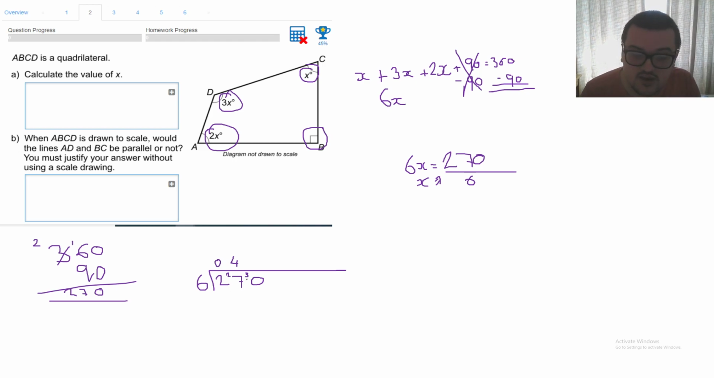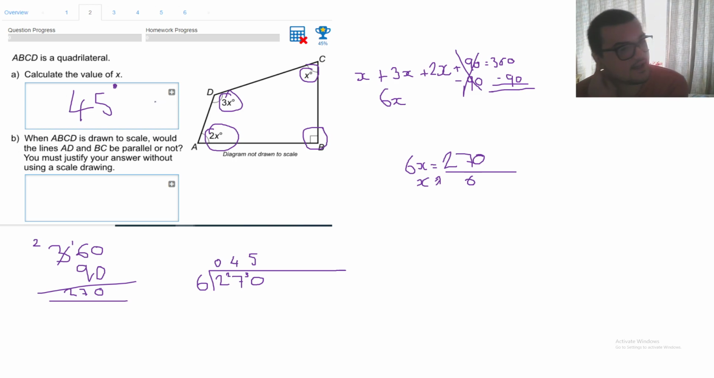How many 6s is going to 30? 6, 12, 18, 24, 30, that's 5. So we do a 5, and we find x to be 45 degrees. So there is our answer for part A.